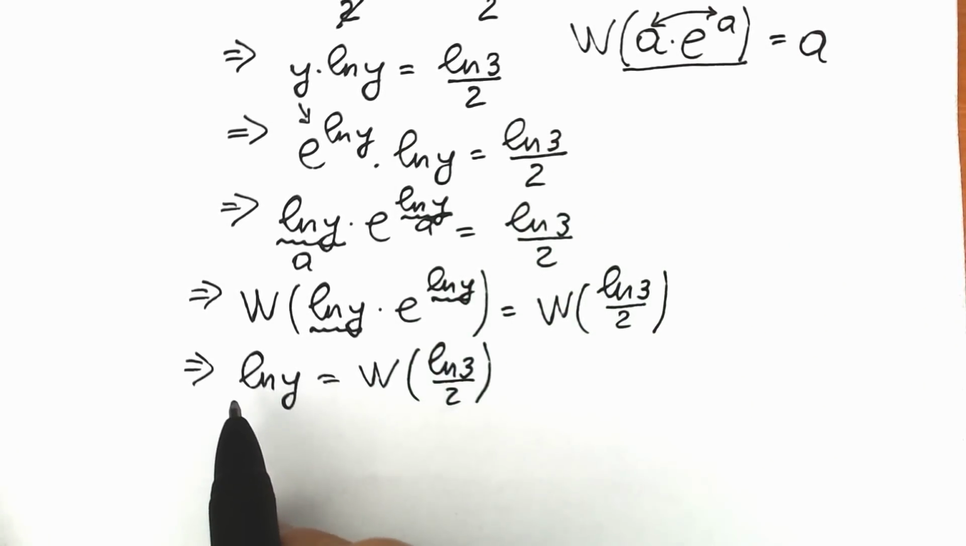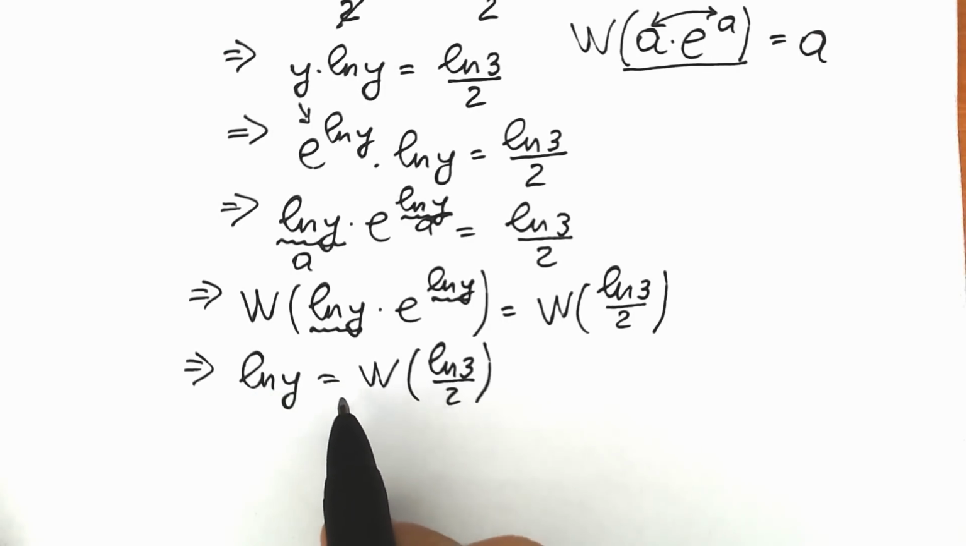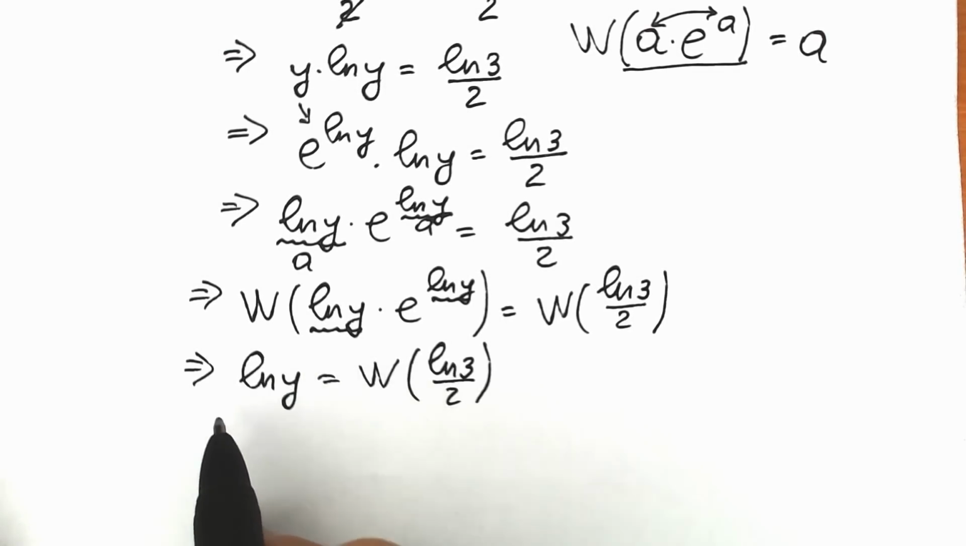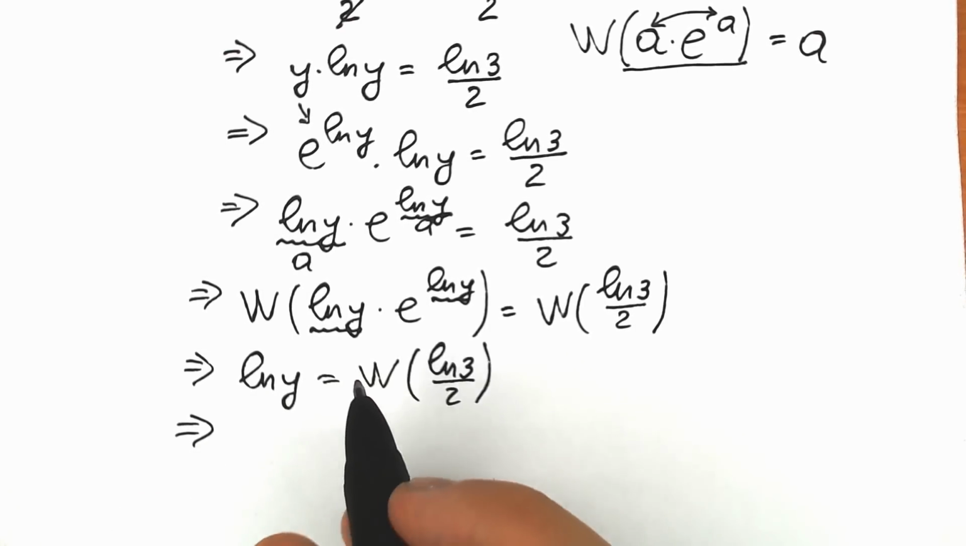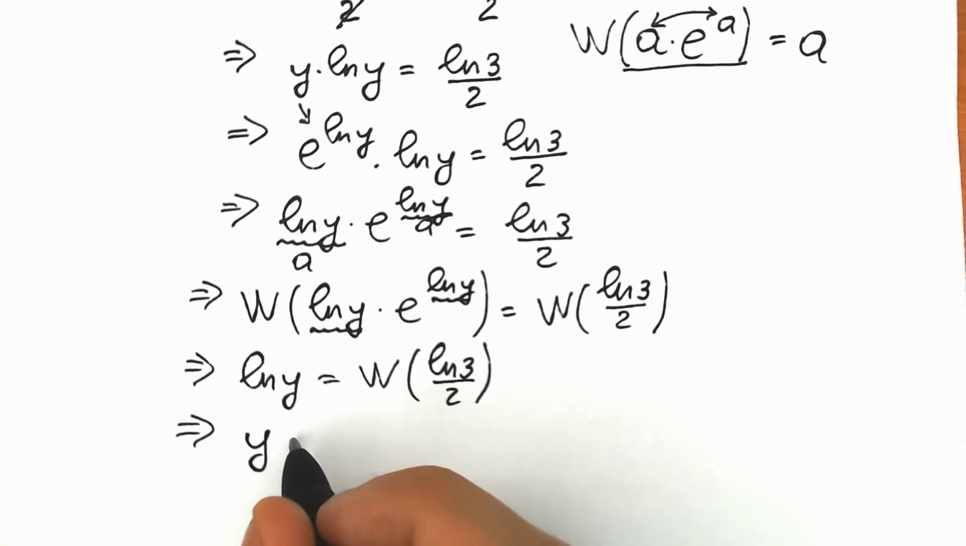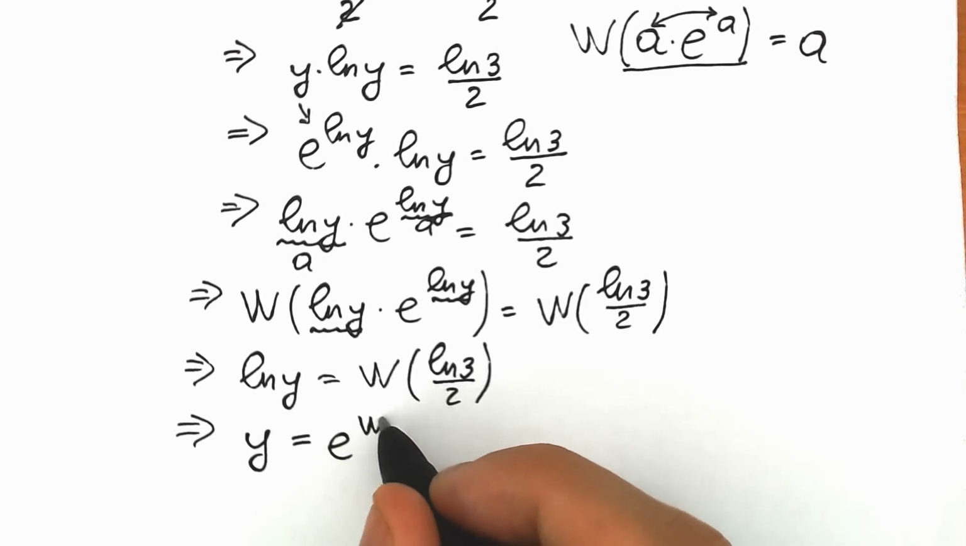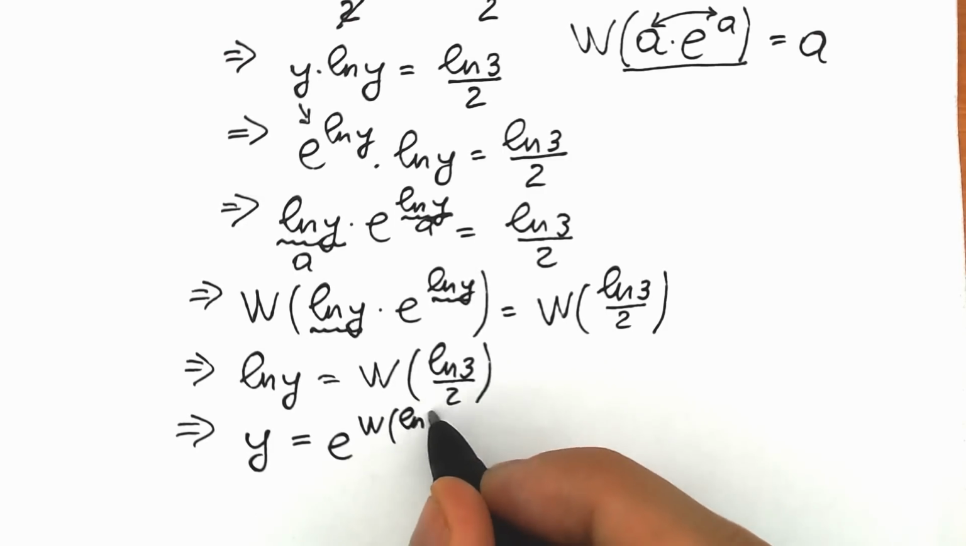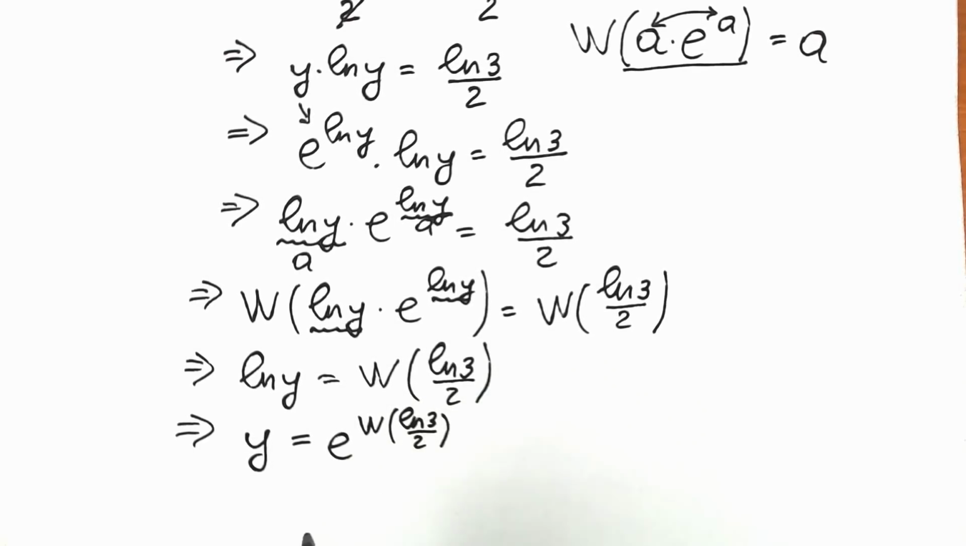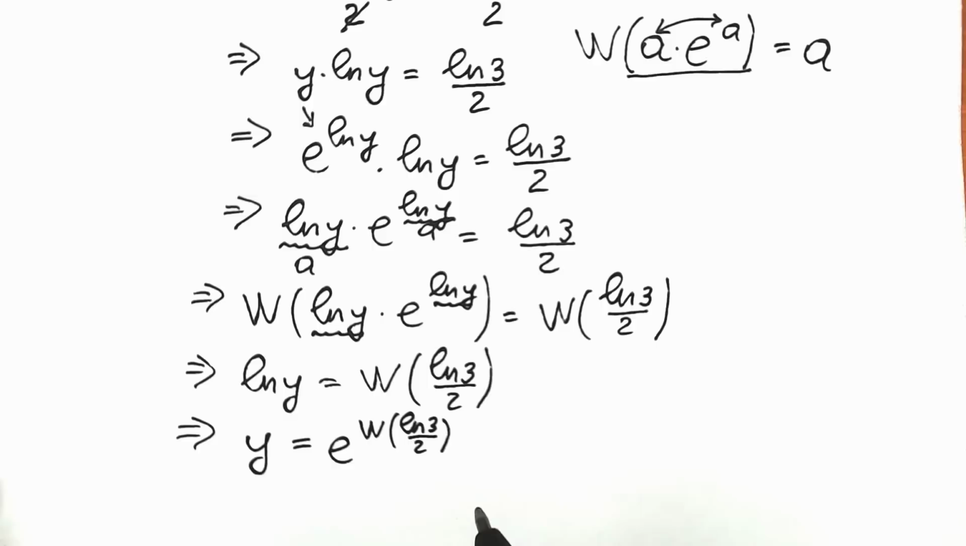We need to write base of e on both sides, and as a result we will cancel this natural log with this e, and this y appears right here. So on the left side we will cancel this natural log when we create base of e on both sides, and it appears right here on the right side. So our y is equal to e to the power Lambert W function of this expression, natural log 3 over 2. This looks like our answer, but we had a substitution in the beginning.